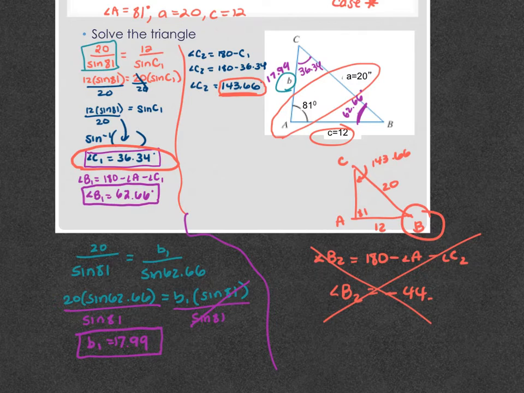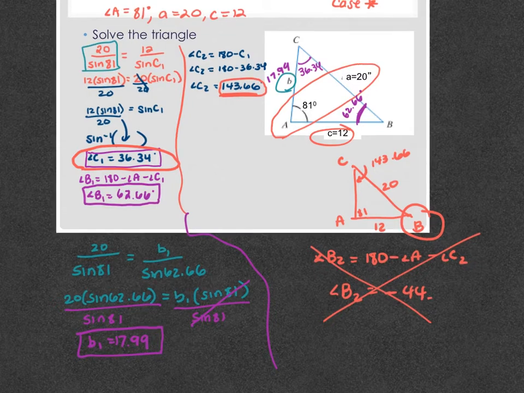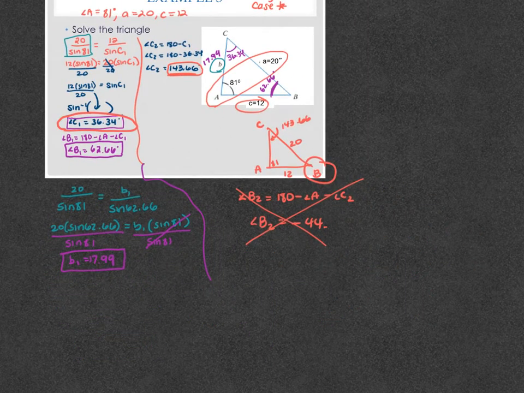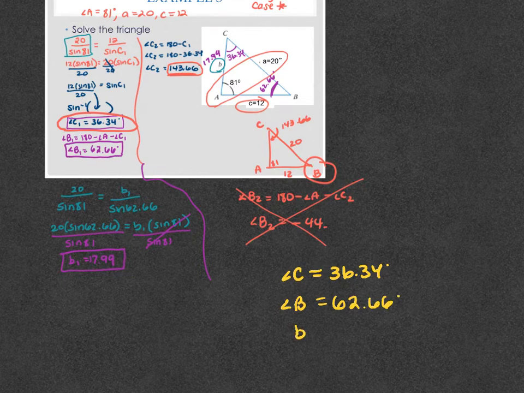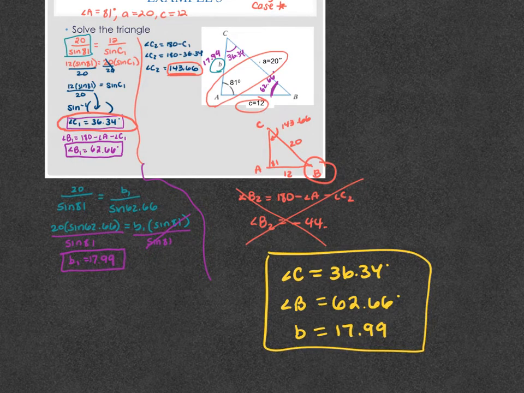We're going to do some more, don't worry. The answer here is just the first triangle. So there's only one triangle. So the answer here would be angle C, 36.34, and you can make it C1, or you can make it C because there's only one. B, 62.66. And side B, 17.99. So that's the information that would be needed for an answer. Bella? At the end, to figure out if there's a second one, you subtract the original angle A and C2. Correct. And if it's negative, there's no second triangle. Positive, keep going. Yeah.